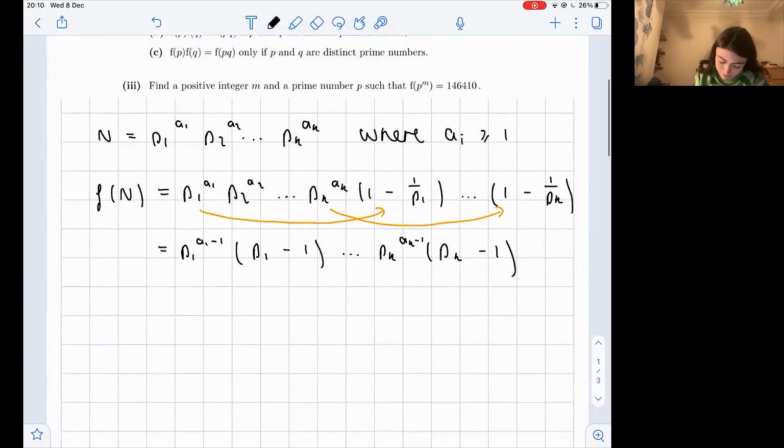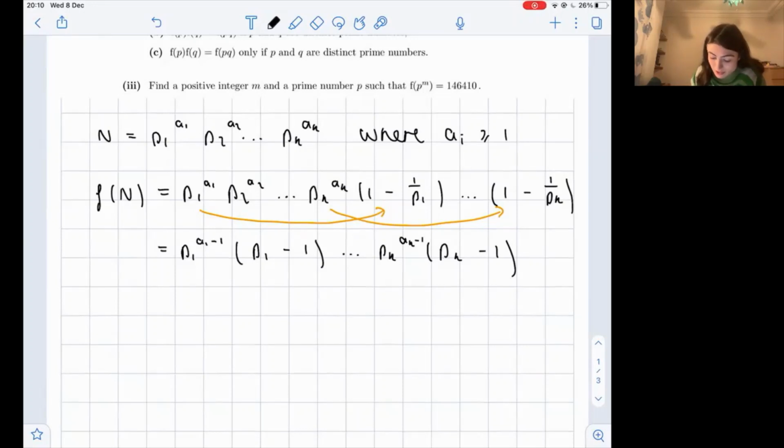So first of all, we have p1 to the a1 minus 1 all the way to pk to the ak minus 1. They're all integers because we had ai is greater than or equal to 1. So ai minus 1 is either a positive integer, or it's 0, which just gives us 1, which is an integer.